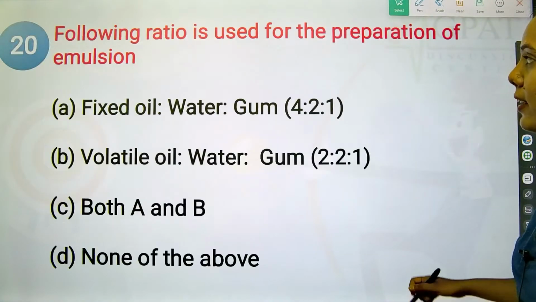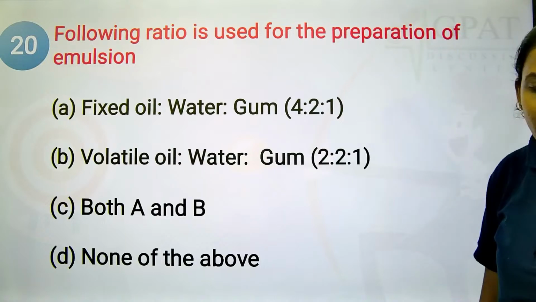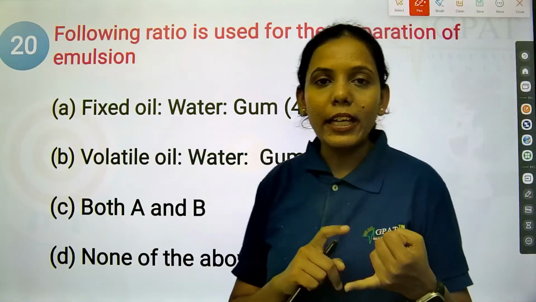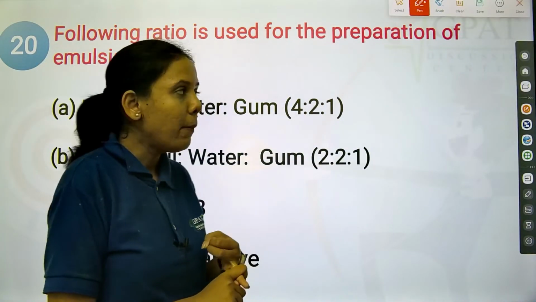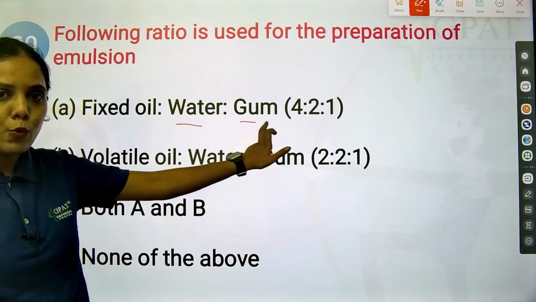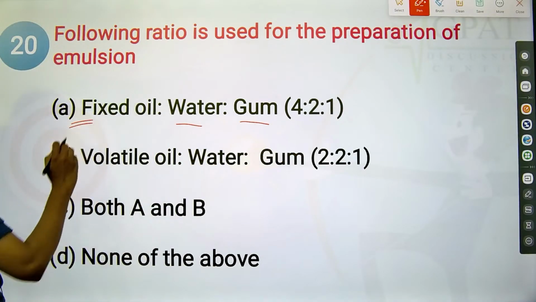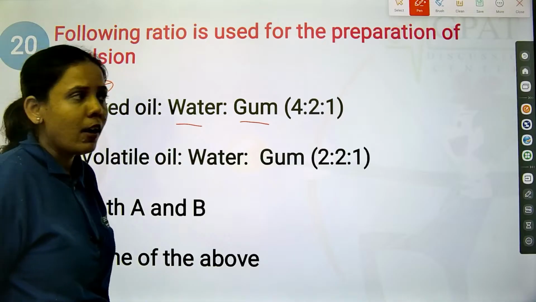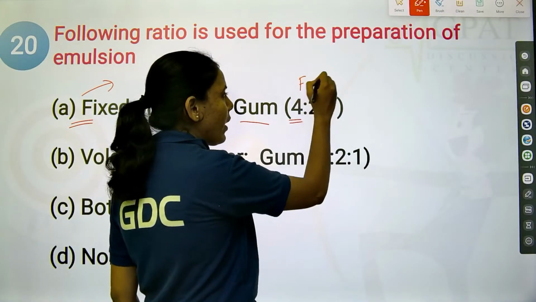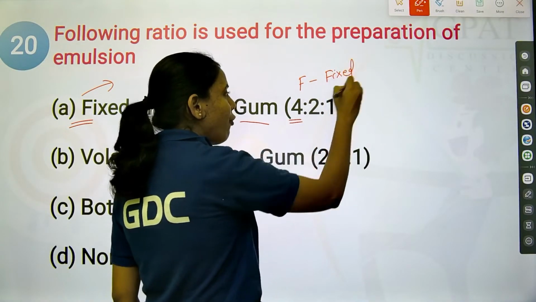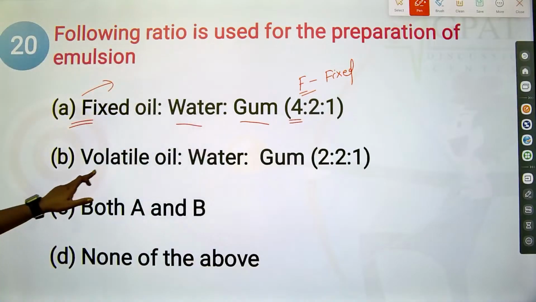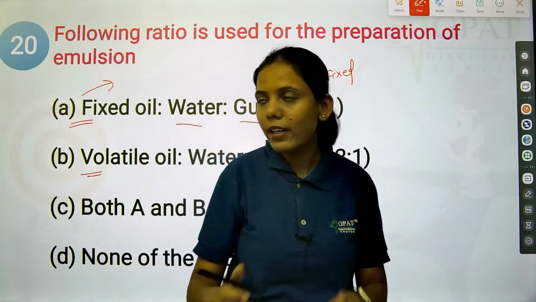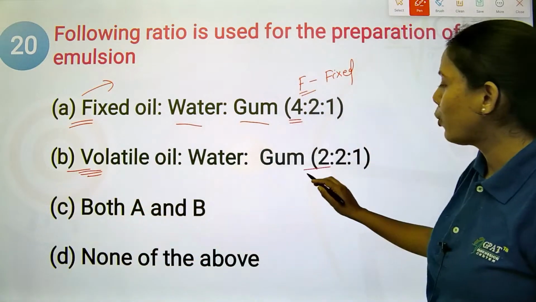The next question is, the following ratio is used for the preparation of emulsion: fixed oil, water, gum. Whenever we are preparing the emulsion, water and gum are the same, 2 parts and 1 part. Only the oil part varies. Fixed oil means FF, you can remember, 4 parts: F for 4, F for fixed. Volatile means V, and it is 2 is to 2 is to 1.